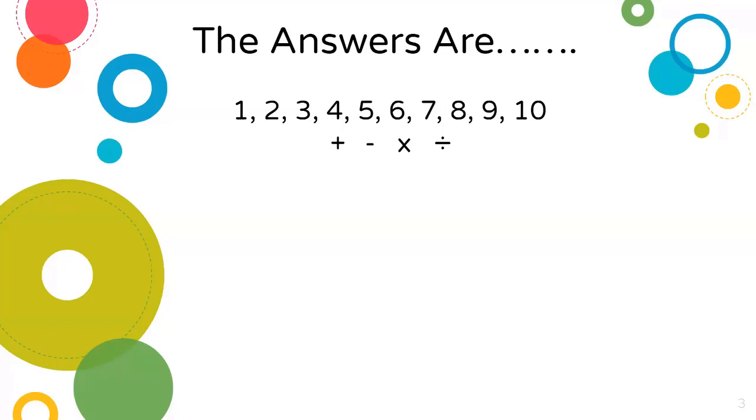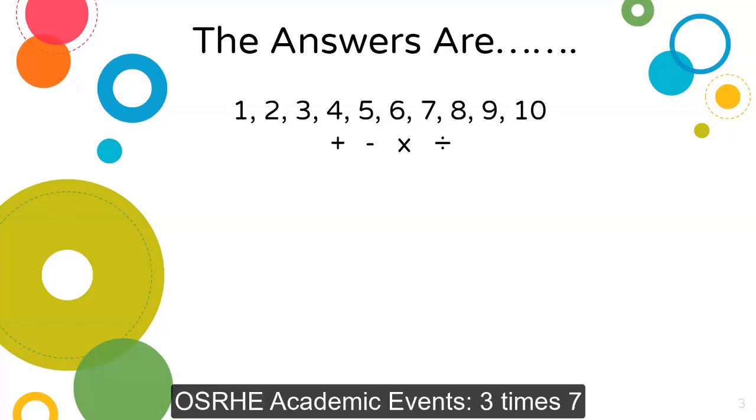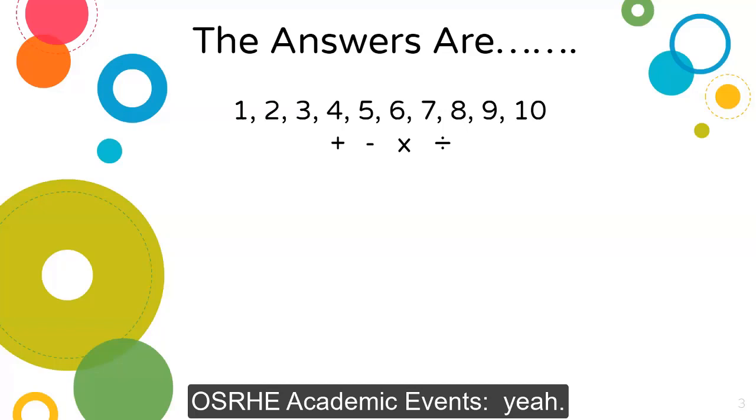So, yeah. 10 divided by 5. 3 times 7. 21. What plus 2 for 3? That's good. I don't need the mic. Yeah, because you can use 5.